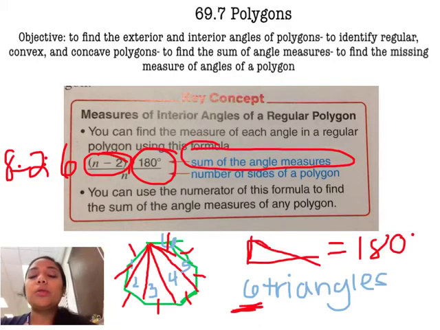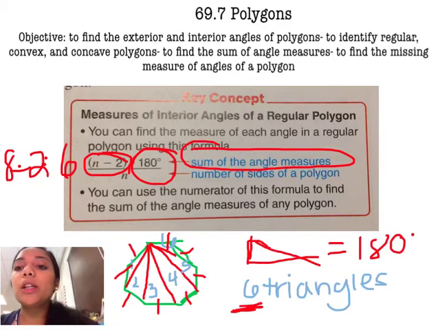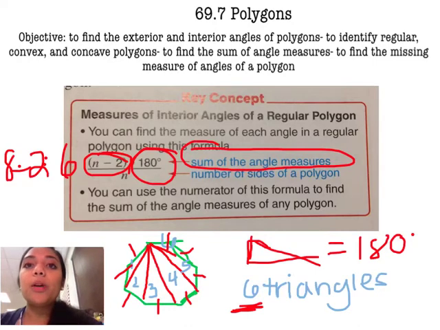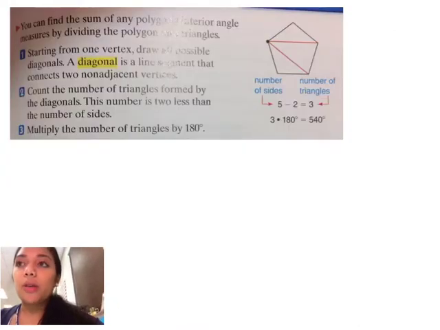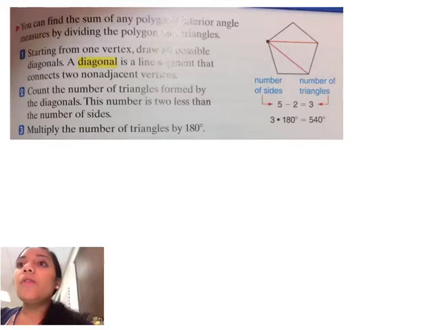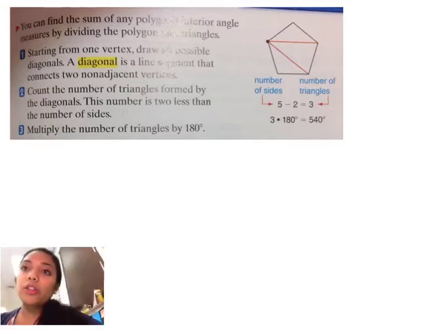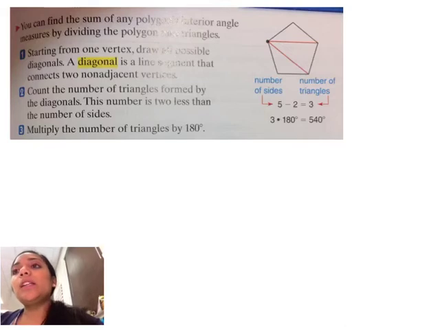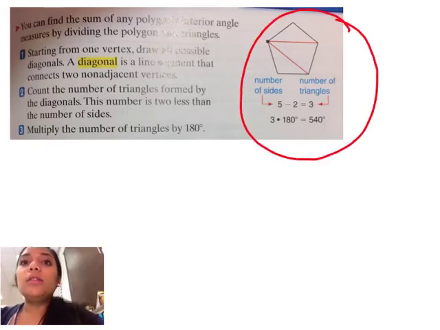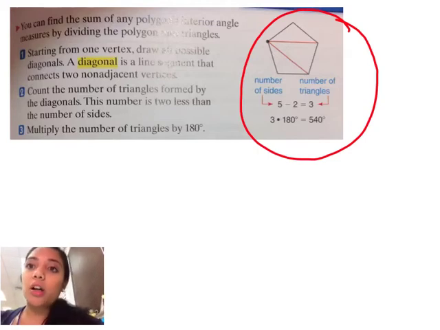So here, let's go into our actual problems. These should already be written in your notebook. This is also a portion that was already in your notebook too. You can find the sum of any polygon's interior angle measures by dividing the polygon into triangles, which is what I showed you. So I basically went over this again in the first slide we just saw, and you have this portion already in your notebook.